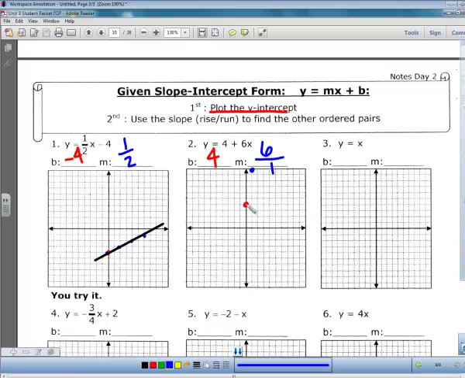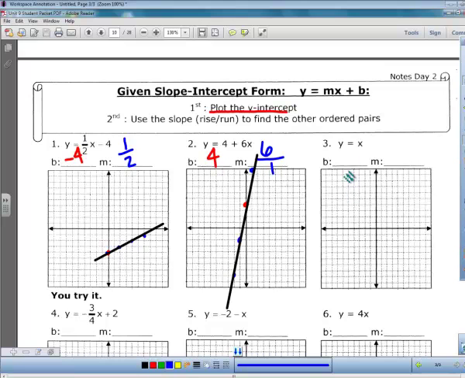Another way that we can find the other points is by going the opposite direction for rise and run. So first we went up and to the right, so now we're going to go down and to the left. So we're going to go down 1, 2, 3, 4, 5, 6, and then to the left 1. Then again 1, 2, 3, 4, 5, 6, to the left 1. We now can see exactly what our line should look like based on these points.